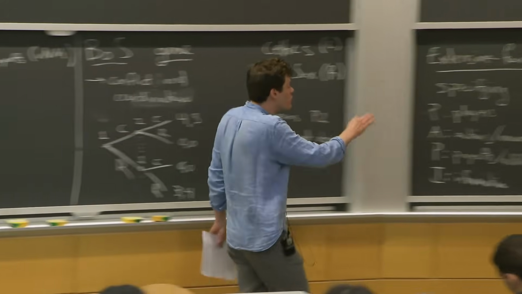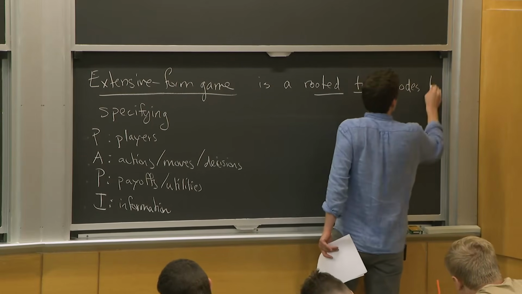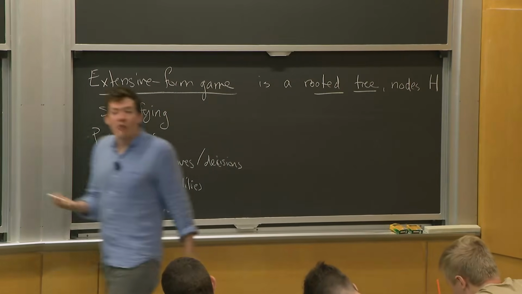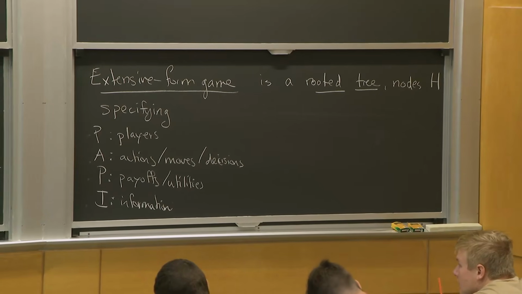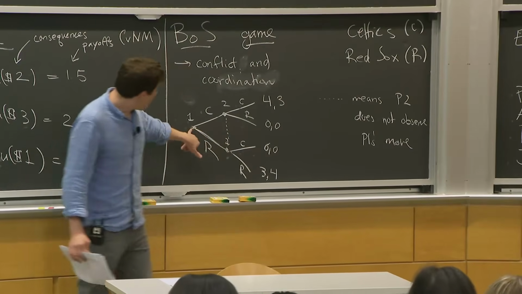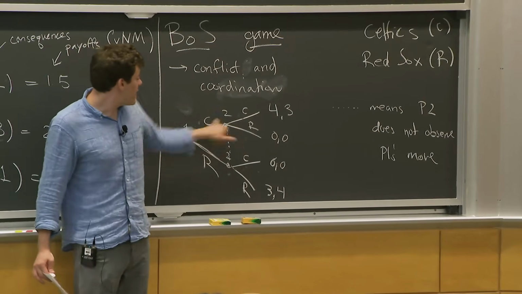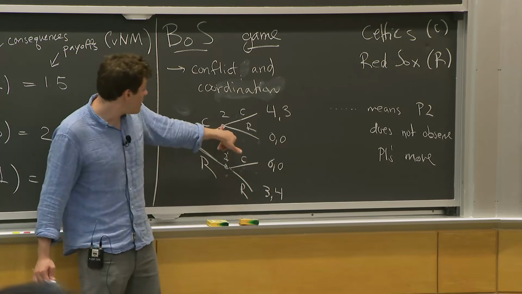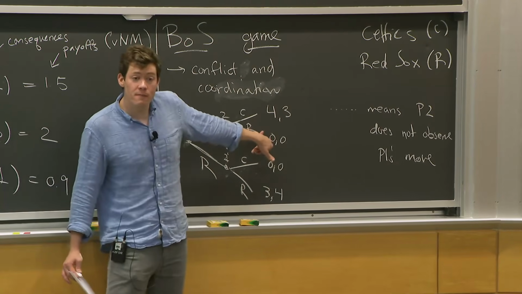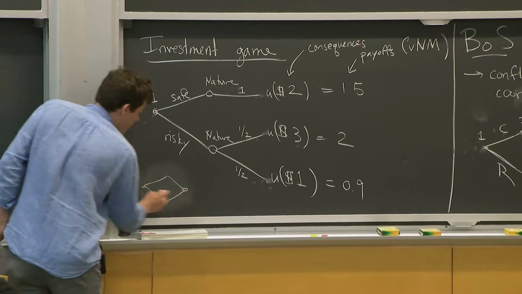So let me say the rooted tree, let me go a little up here. It has nodes in some set H. Why do we call the nodes capital H? Because H reminds us of history. And with a tree, every node exactly tells us the history of play in the game. Let's look at this. At this node, well, nothing has happened. So the history is nothing. At this node, the history is player 1 chose C. And at this node, the history is player 1 chose C, and then player 2 chose R. Notice that this gets back to the problem with our example here, right?